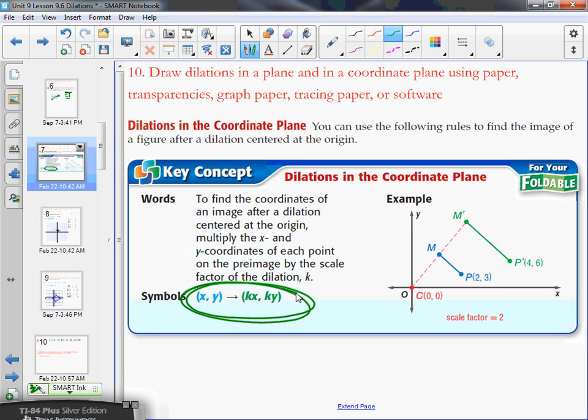When you're doing a dilation on the coordinate plane and the center of dilation is the origin, the ordered pair x, y becomes the ordered pair kx, ky. In other words, if the scale factor is 4, and the original ordered pair is x, y, the new ordered pair is 4x, 4y. If the scale factor is 2/3, the new ordered pair is 2/3 x, 2/3 y.